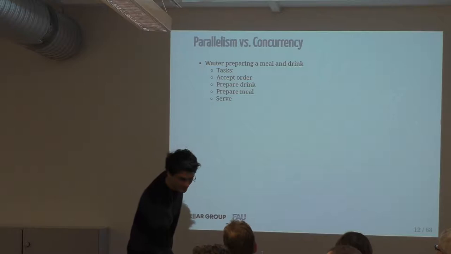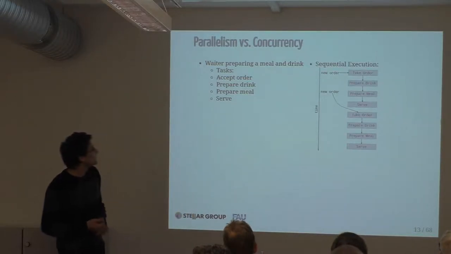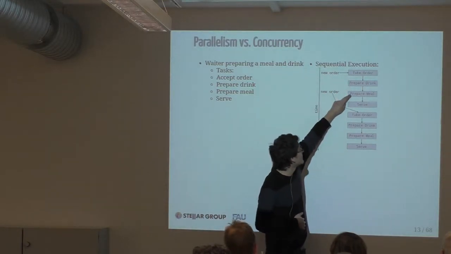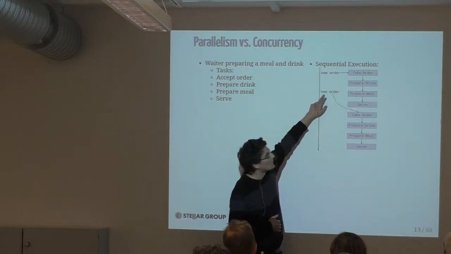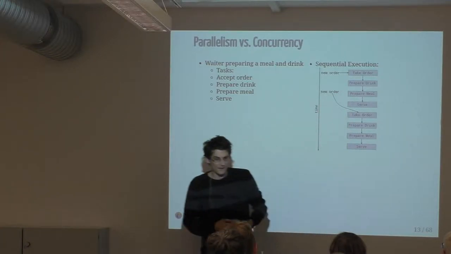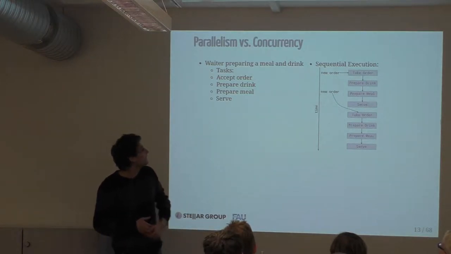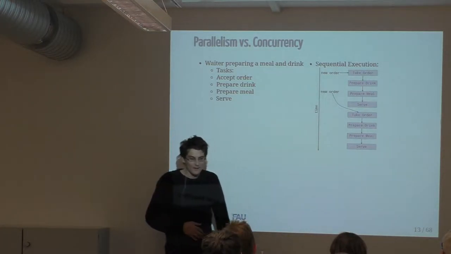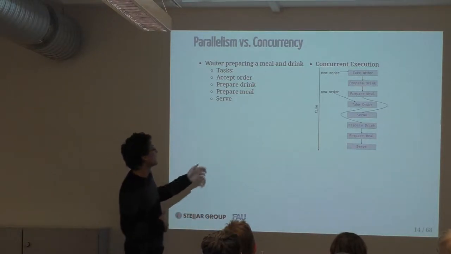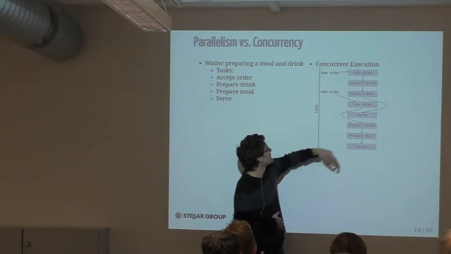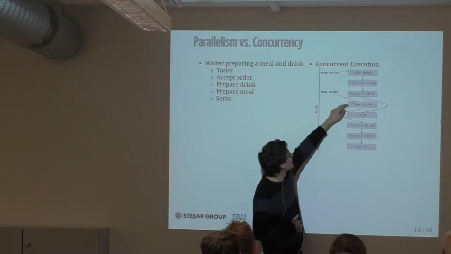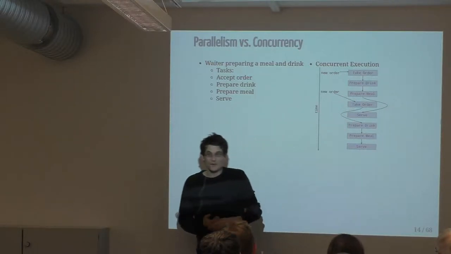Sequentially, what you want to do is, you take the order, prepare the drink, prepare the meal, serve. When a new order comes in, you have to wait until the waiter is free again to take the order. We can do this more or less concurrently and kind of interleave the different operations. So we take the next order concurrently while the first order is already in place.